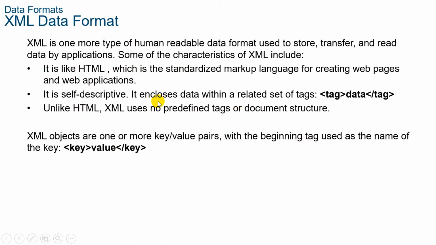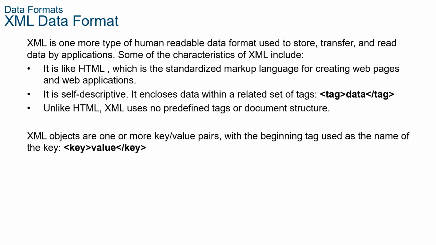Okay, so how about the XML data format? XML is one type of human readable data format used to store, transfer, and read data by applications. Some of the characteristics of XML include the following. It is like HTML, which is the standardized markup language for creating web pages and web applications. It is self-descriptive, so it encloses data within a related set of tags. And unlike HTML, XML uses no predefined tags or document structure.